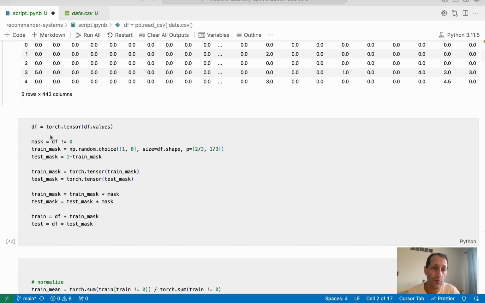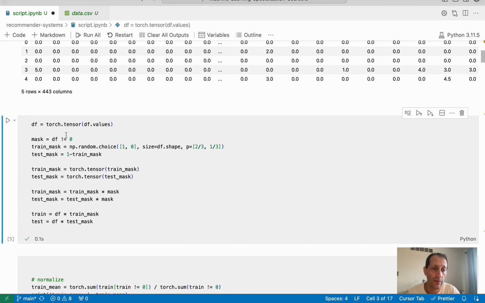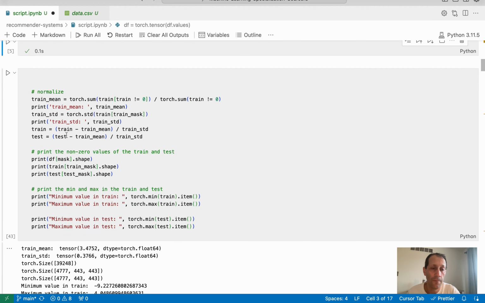That's what I'm doing here. Let me run it. All right. I thought, given that we're building a neural net, it would be useful if the target variables are not from 0.5 to 5, but rather average around 0 with a standard deviation of 1. So that's what I'm doing here.